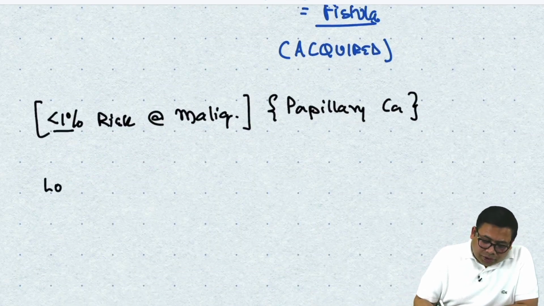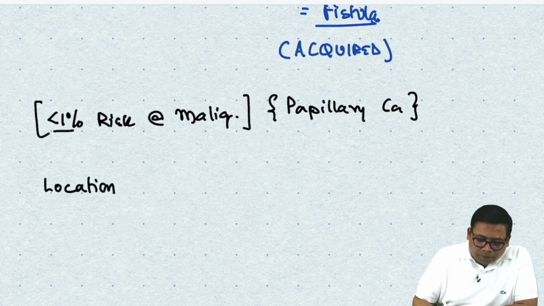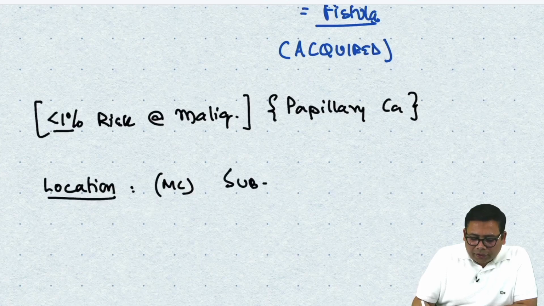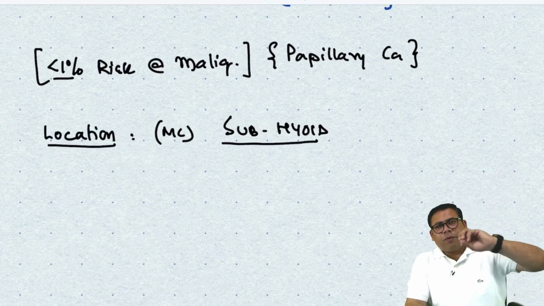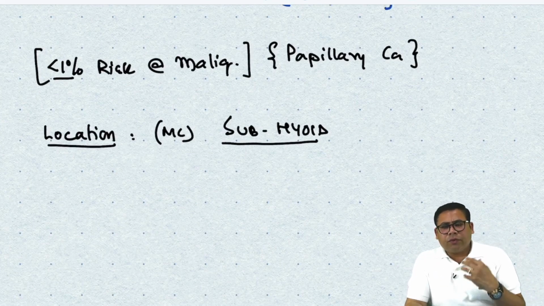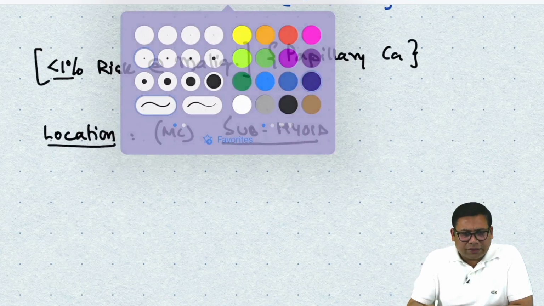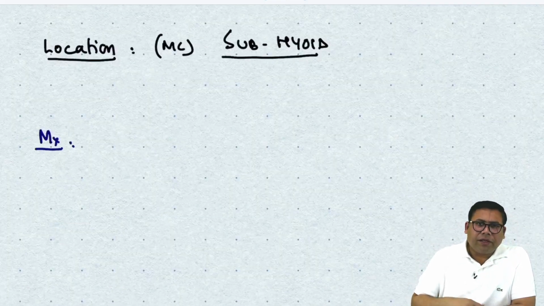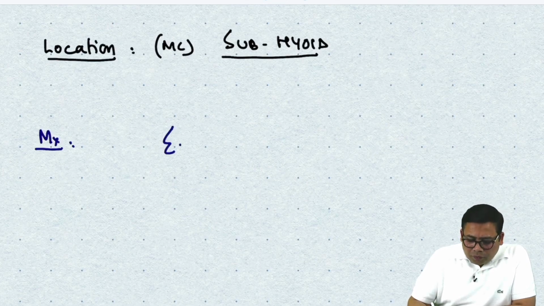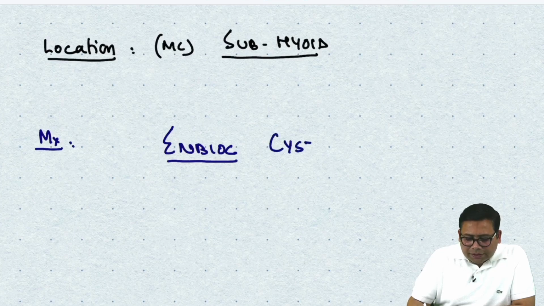Now the location. The most common location is the subhyoid or infrahyoid. So subhyoid, near the hyoid bone, it actually gets the place. So it may be retro, it may be supra, it may be juxta, lot of things are there. Now what could be the management of this? It's very simple. You have to go for en bloc cystectomy. What do you mean by en bloc cystectomy?